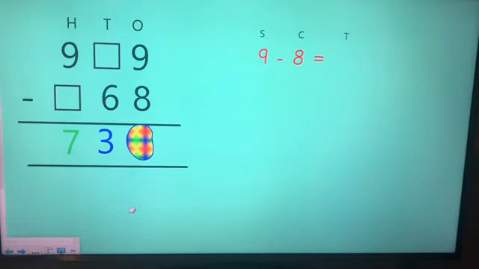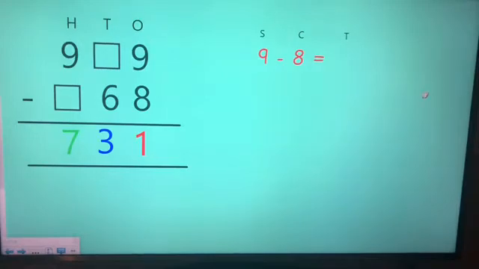So are we ready? Let's count backwards from 9 together. Stop, stop, go. 8, 7, 6, 5, 4, 3, 2, 1. So my missing target number is 1.